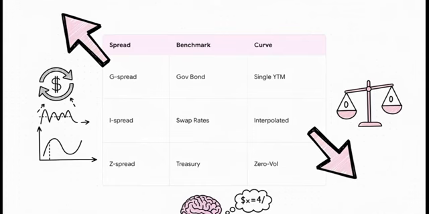I've put together this definitive comparison table for you because, let me tell you, exam writers absolutely love to test your ability to instantly recognize these specific benchmarks. If a question mentions swap rates, your mind needs to instantly jump to the I-spread. No hesitation. And if the exam mentions spot rates, boom, your brain needs to immediately flag the Z-spread, which uses the Treasury spot curve and assumes zero volatility in interest rates. Memorize these associations, guys. They are guaranteed easy points on exam day.